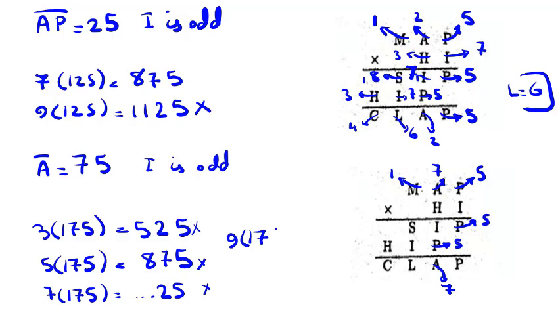9 times 175. 9 times 5 is 45. We have 4, 9 times 7 is 63. Plus this, it will be 67. So again, it is 9, but it is what? It is 7. So that's a contradiction. So we will see all of them reach contradiction. So L equals 6.